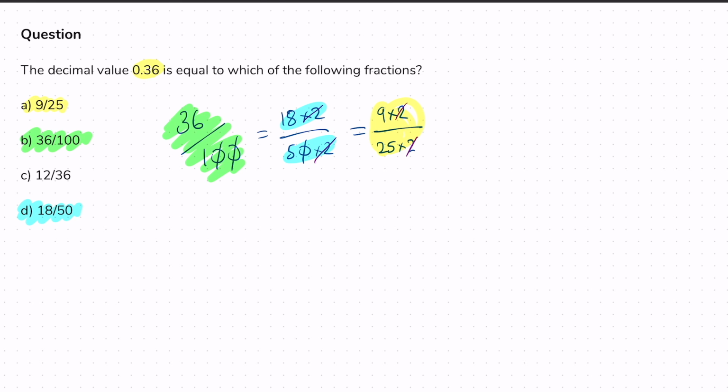So the following fractions, 9 25ths, 36 hundredths, and 18 50ths are equal to 0.36.